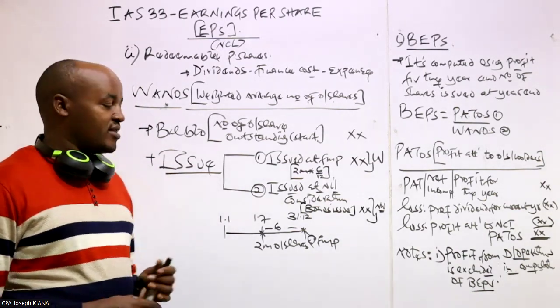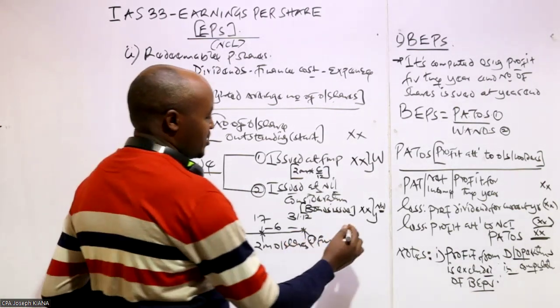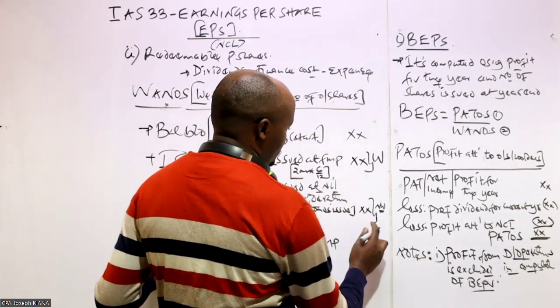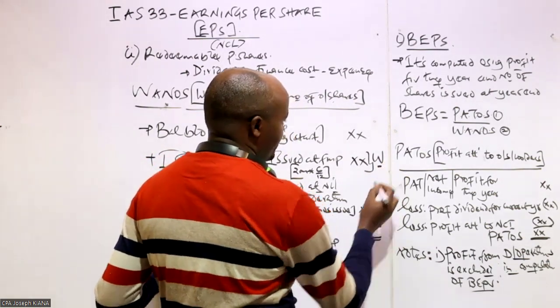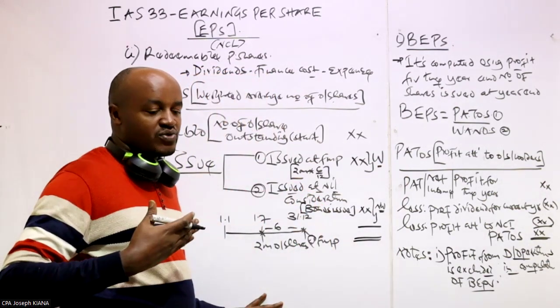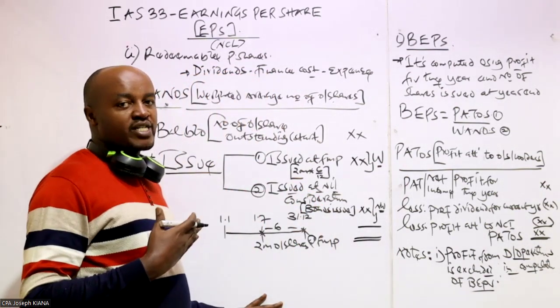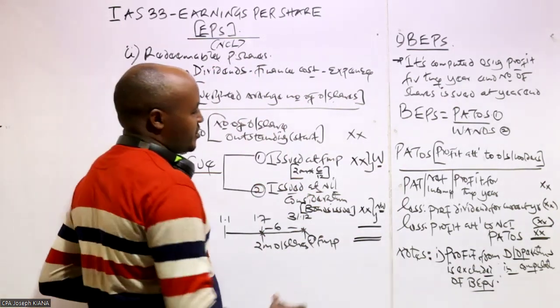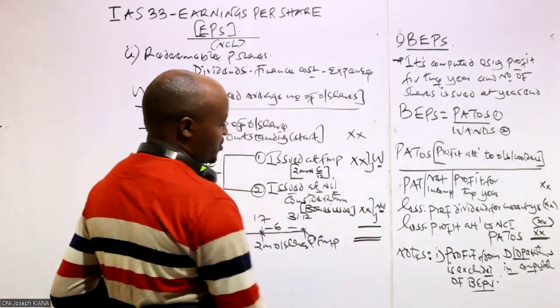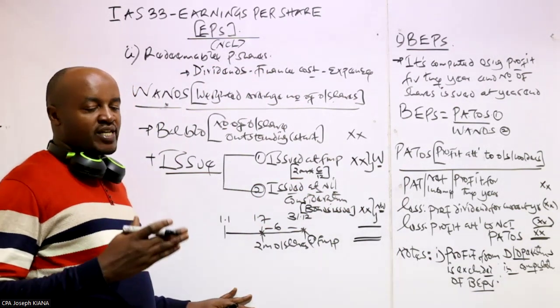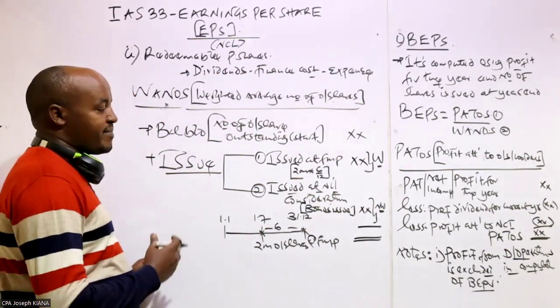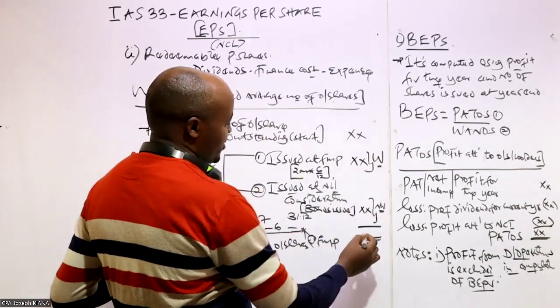So therefore, this is very, very important that those particular shares which are issued at full market price will always be multiplied with the proportion of time they were held. In that case, we say they are weighted on time basis. You have to remember that rule. And then those shares which are issued at nil consideration are not supposed to be weighted on time basis for the purpose of computing what? The WANOS. And then we add all these.